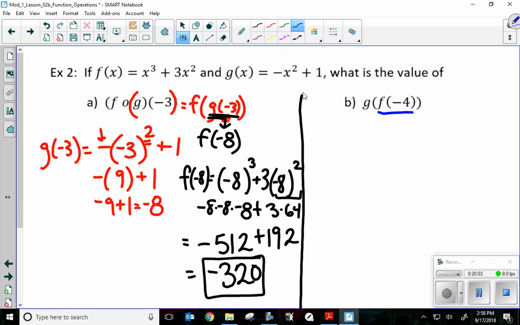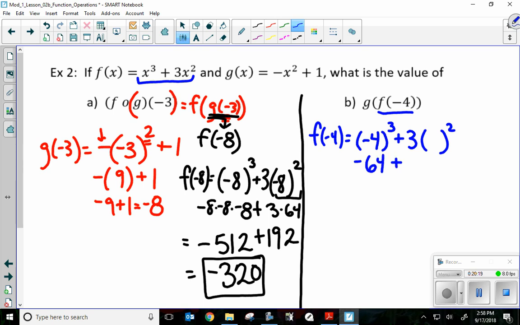So, f of negative 4. F of negative 4 means I take x and I cube it, and I add 3 times x squared. Again, I'm using that. Negative 4 cubed is minus 64, plus 3 times negative 4 squared. 16 times 3, I believe that's 48. And if I add those together, I get negative 16. Right? So this is actually negative 16.